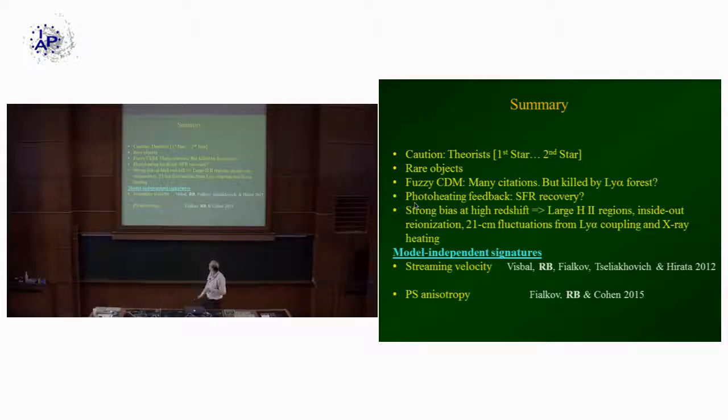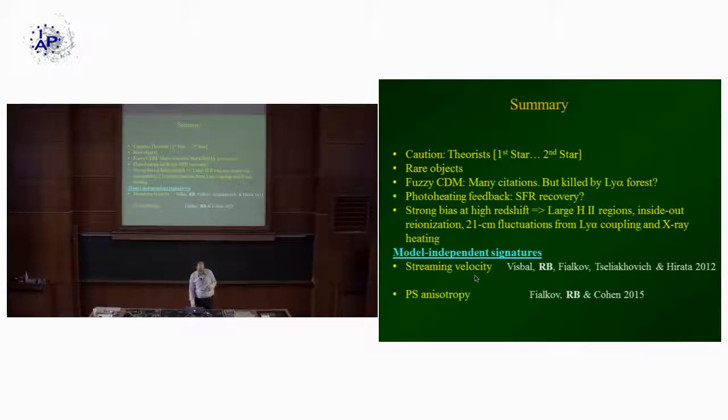The simple idea of strong clustering or bias at high redshift is the fundamental idea that leads to many of the basic predictions of large H2 regions, of inside-out reionization, and of large 21 centimeter fluctuations from both Lyman alpha coupling and X-ray heating. And finally, model-independent signatures.